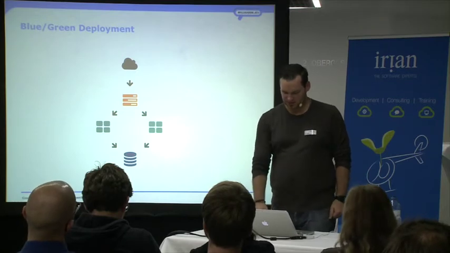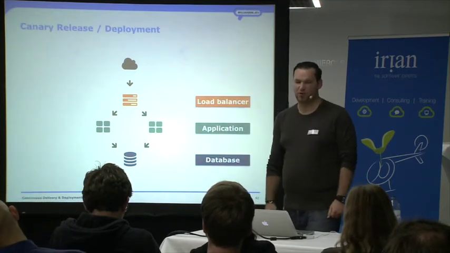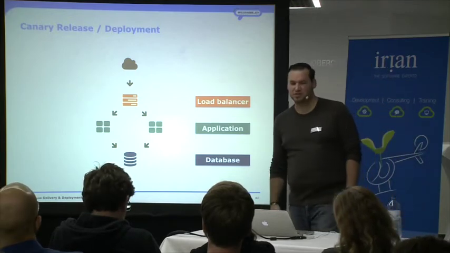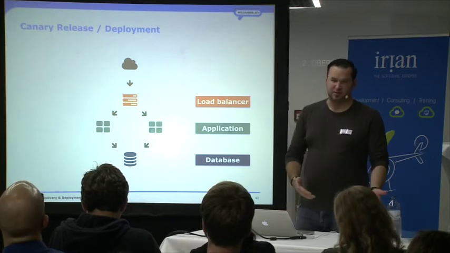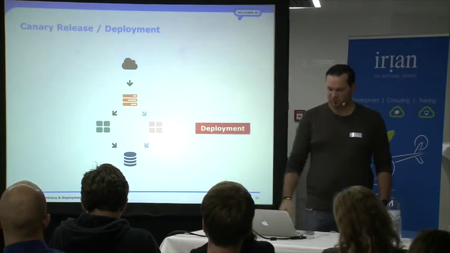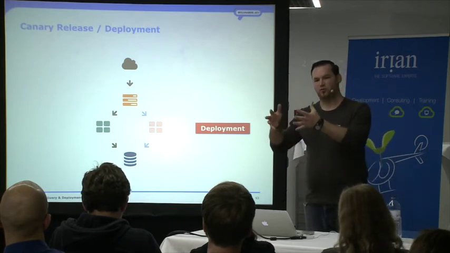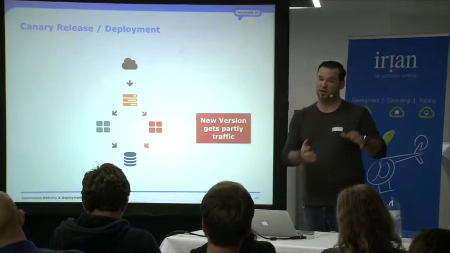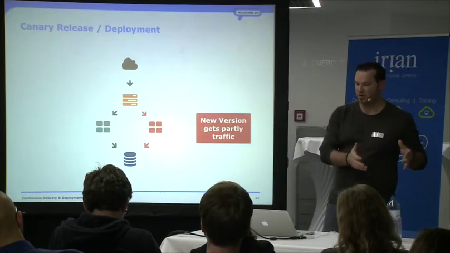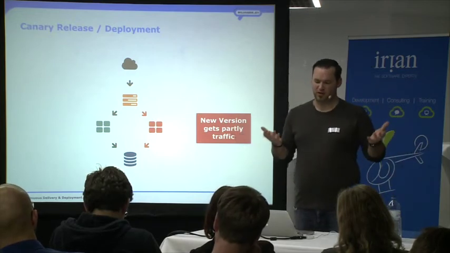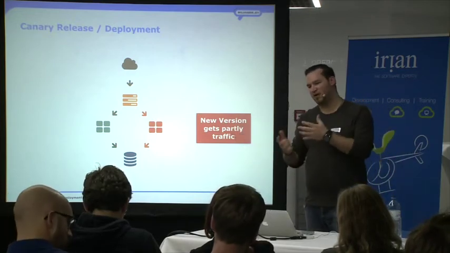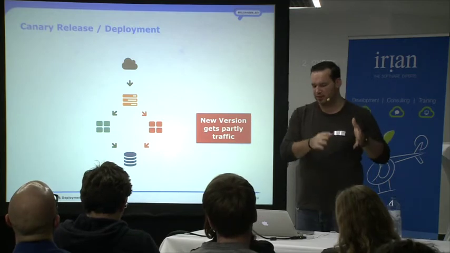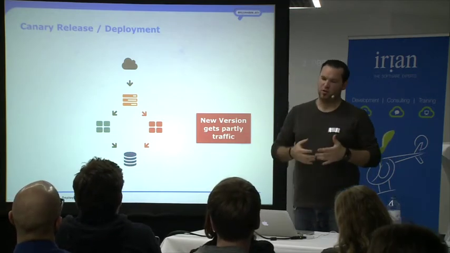Some companies are actually practicing a so-called canary release or canary deployment. It's the same situation like before. We have a load balancer and two instances of our application, and a single database. So canary release does the following: it deploys a new version of your software on one instance, and keeps the other alive with the old version of your application. So now you have two different versions in your production system, and the new version gets partly a little bit of traffic, like 10% or 5% of all the traffic.